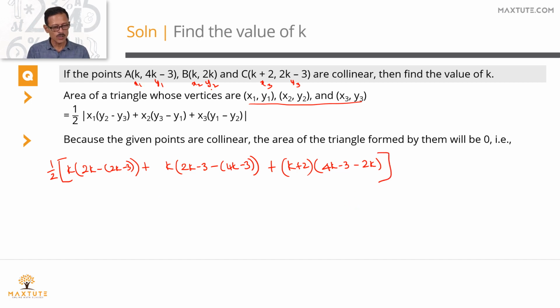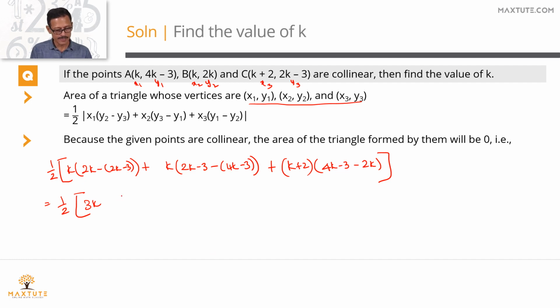x1 is k, y2 minus y3 is 2k minus (2k minus 3). x2 is again k, y3 minus y1 is 2k minus 3 minus (4k minus 3). x3 is k plus 2, y1 minus y2 is 4k minus 3 minus 2k. So this is equal to half into 2k, and 2k will get cancelled. Minus of minus 3 will leave us with a plus 3. So this entire part is 3k.